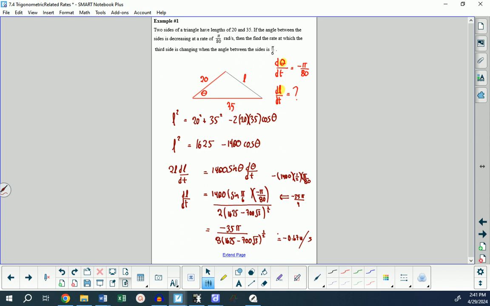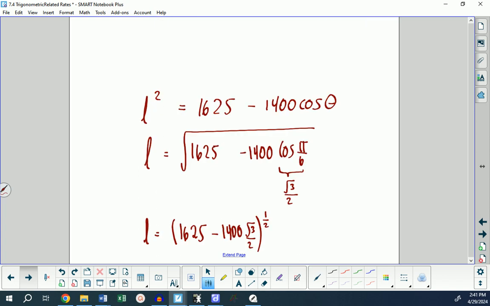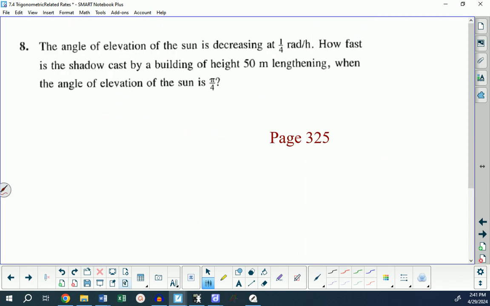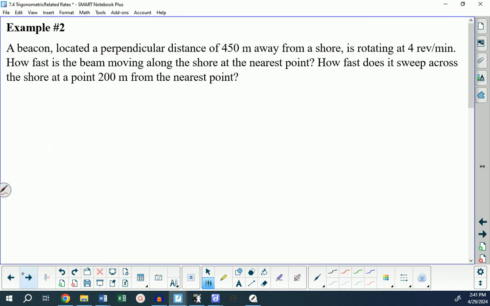The next example is probably a more important one. It's something that, my computer's all jammed up. It's something that is probably more of a typical problem, and there's a little bit more math involved. There we go. So we have a beacon. It's a rotating beacon. I'll explain to you what that means in a second. We have a beacon that is located 450 meters perpendicularly measured away from a shore.